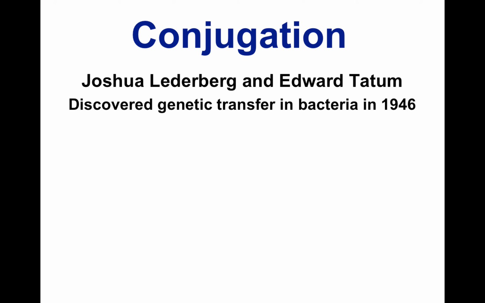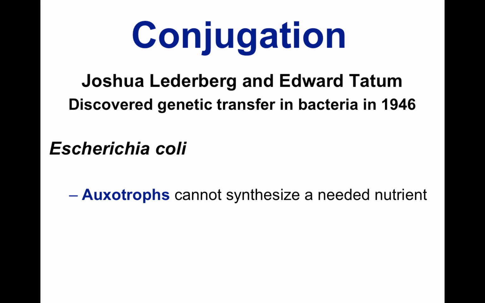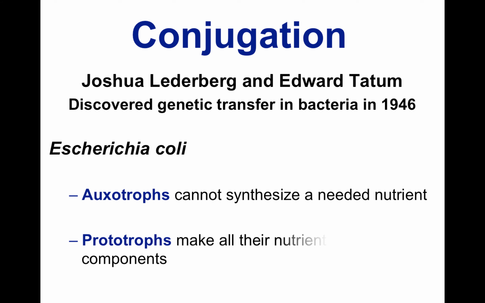Joshua Lederberg and Edward Tatum discovered genetic transfer in bacteria in 1946. They used Escherichia coli, E. coli, and they used two different types of strains. One strain were auxotrophs. Auxotrophs are strains of E. coli that are mutant and can't synthesize a specific needed nutrient. Prototrophs, on the other hand, make all the nutrients that they need from basic components like carbon and sugar and lipids.